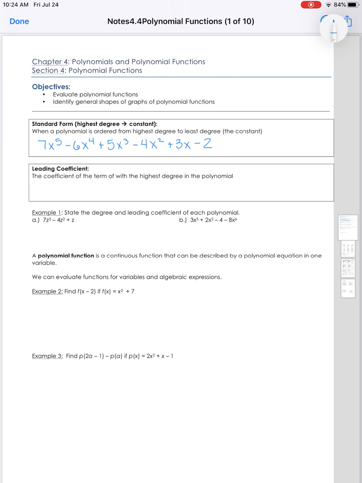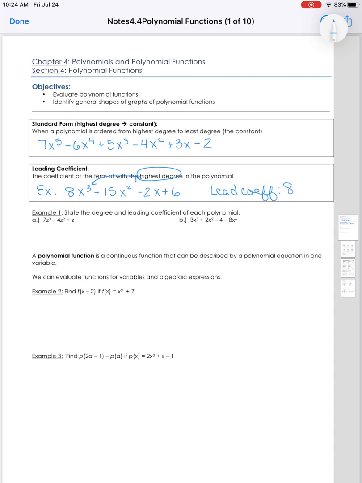So I'm just going to give you an actual numerical way of doing it. So if we have like 7x to the 5th minus 6x to the 4th plus 5x to the 3rd minus 4x to the 2nd plus 3x minus 2. So we are starting 5, 4, 3, 2, 1 in terms of the exponents, and we are leading from the highest one down to the lowest one, which is a constant.